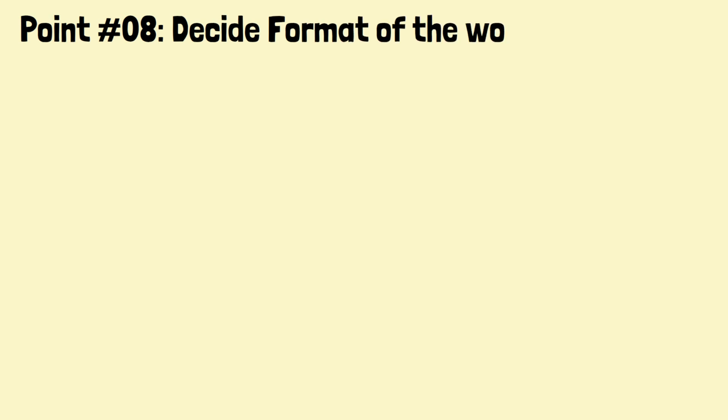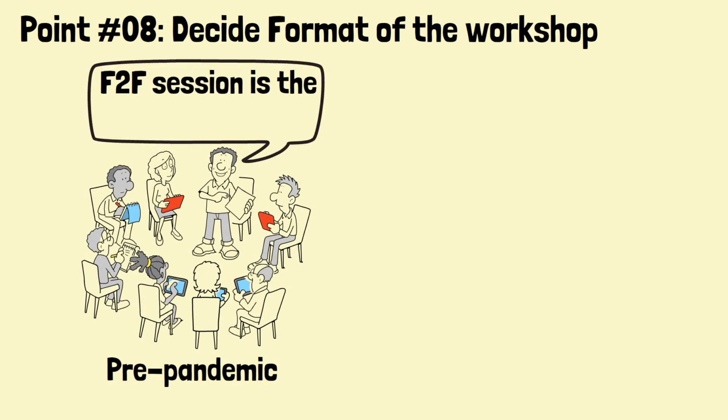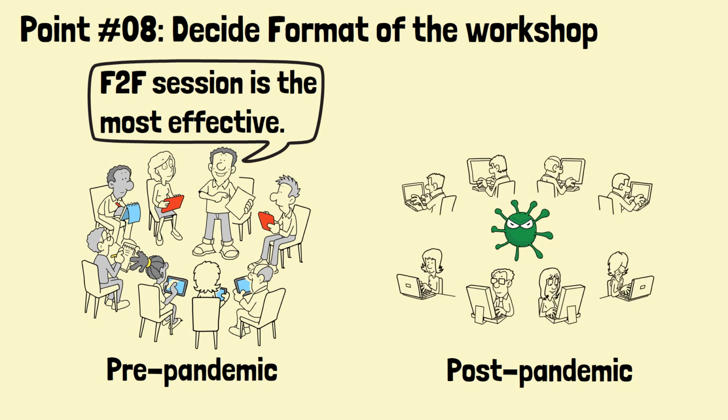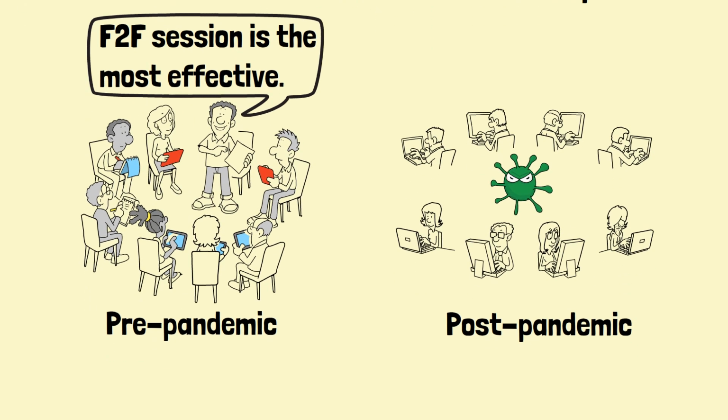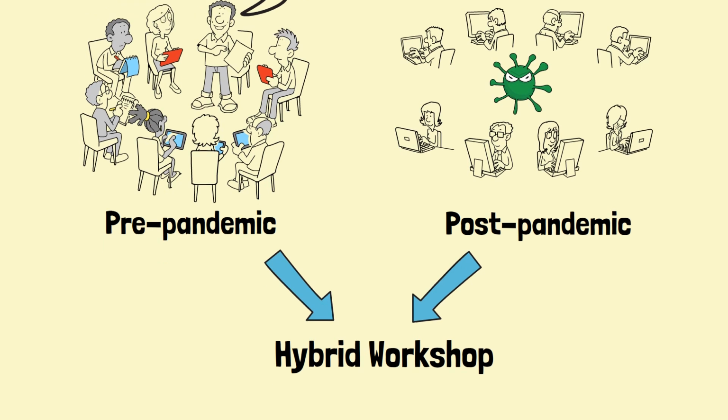Point number 8. Decide the format of the workshop. Traditionally, the participants are all present physically in a room throughout the session to provide their risk view. This is still the most effective way of conducting a risk workshop. However, since the onset of the pandemic, working virtually has become a new norm. Therefore, if not all the participants can attend the session in person, the facilitator needs to ensure that the risk workshop can be done in a hybrid manner.